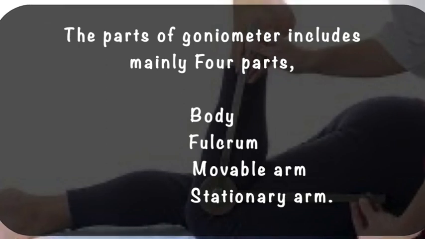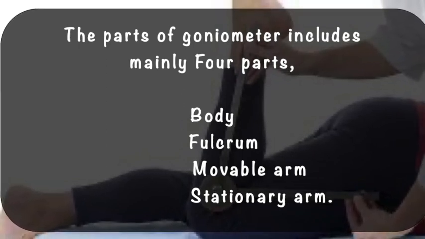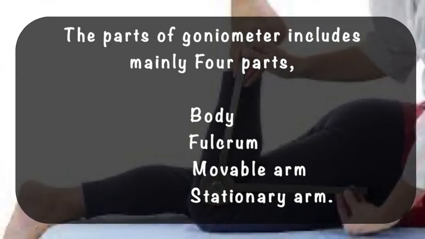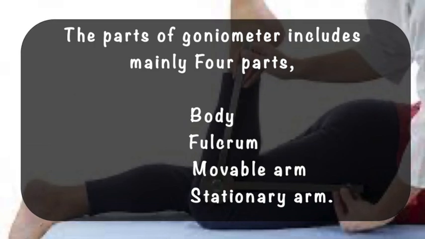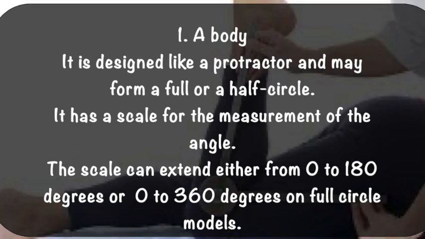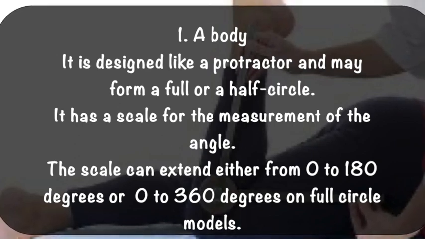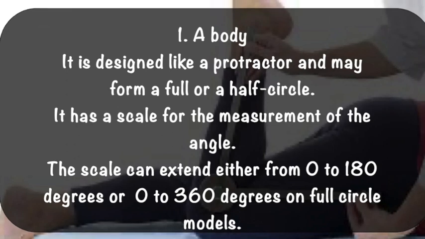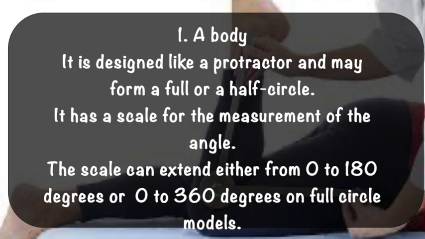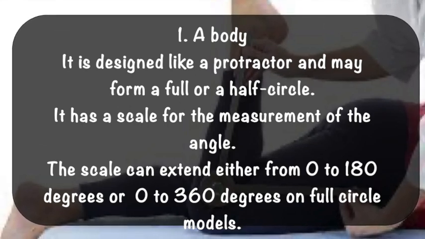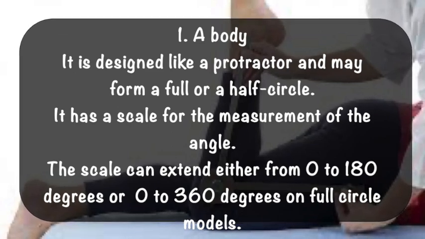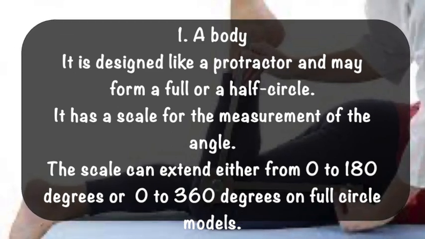Now we will discuss the parts of goniometer. So goniometer has mainly 4 parts: the body of goniometer, fulcrum, movable arm and stationary arm. Now let's talk about the body first. It is designed like a protractor and has many forms like full or half circle. It has a scale for measurement of the angle. The scale can extend either from 0 to 180 degree in half circle goniometer, while 0 to 360 degree in full circle goniometer.